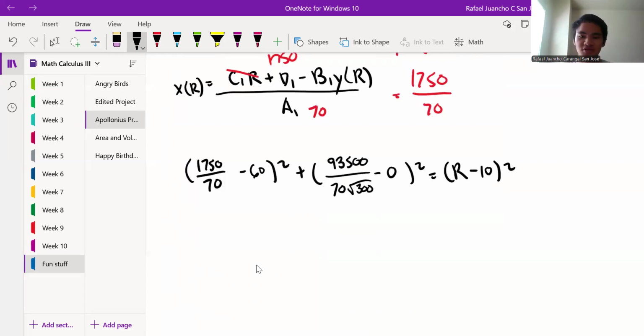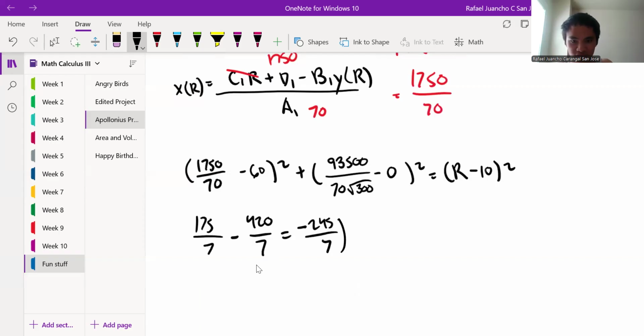Okay, and I just get numbers here, right? So I get, oh goodness. If only I knew how to. This is 175 over 7 minus, I can multiply this to 7 or 20. I get negative 2, 4, 5, 7. Oh God, I get that value.